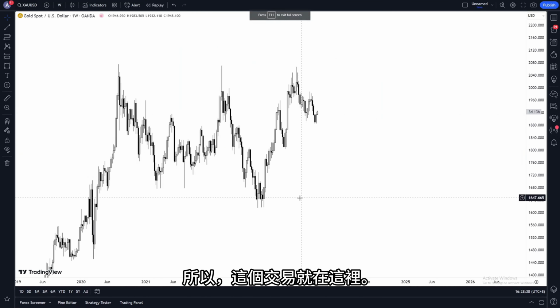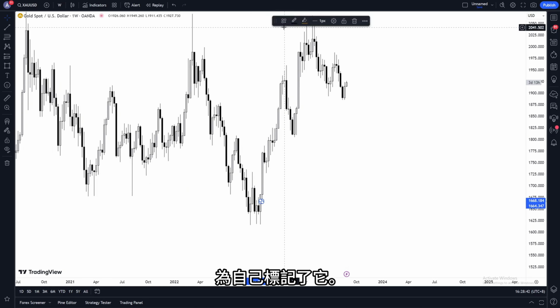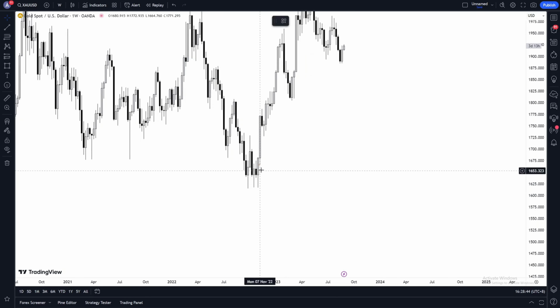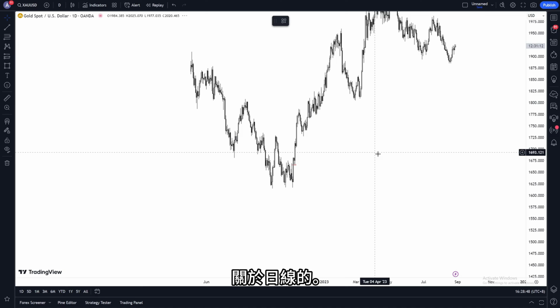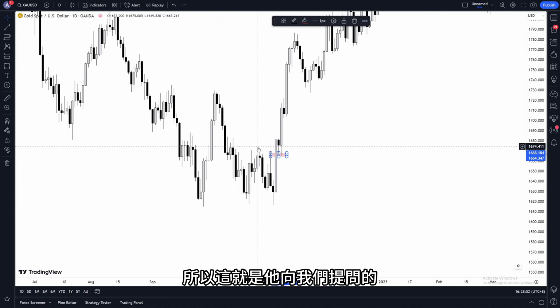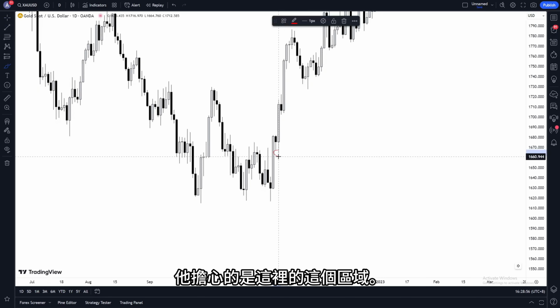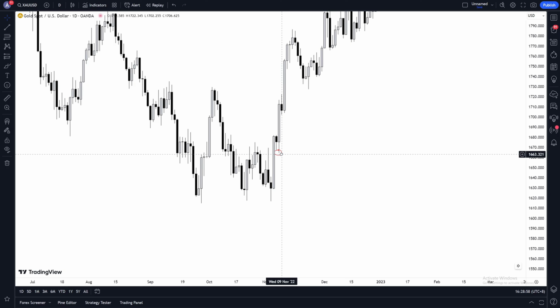So this trade was right here. See, I even marked it, I think, for myself in this little yellow box. We're gonna make this a POI, right? So in this box, we have the question. Now let's go over to the daily because that's what the question was about. So this was the area that he was questioning us about, okay? He was worried about this area right here.